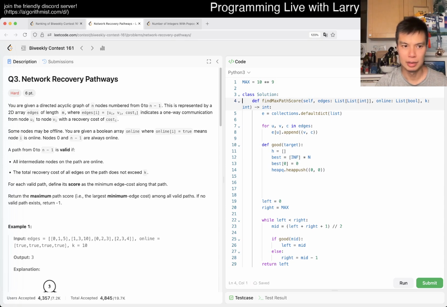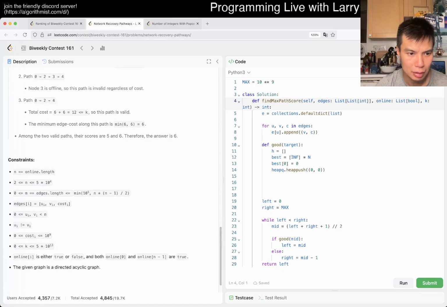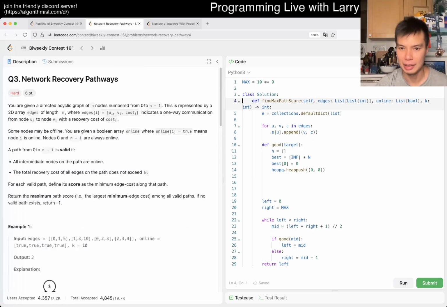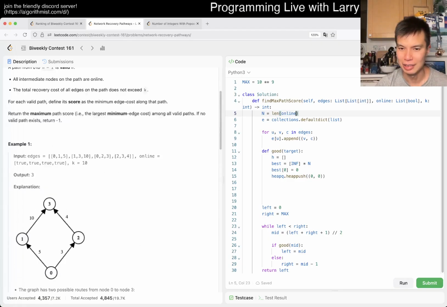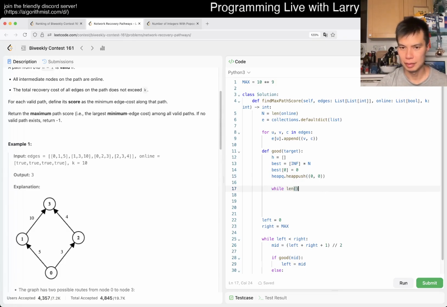What is N? Did they tell you N? What is N? N is equal to online.length. Okay, that makes sense actually. I forgot for some reason. Because online.length is useless. I don't know why it is there. It just makes things complicated. Okay, yeah. That's what I forgot. This looked a little awkward.